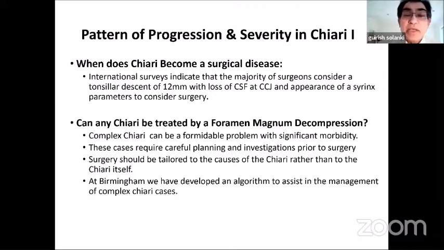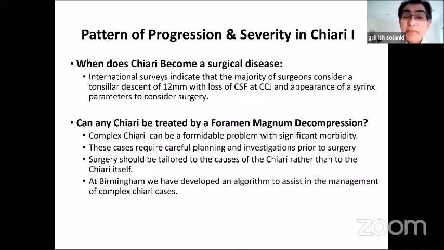And when does a Chiari become a surgical disease? I think there is some consensus to this, and the ISPN carried out an international survey that indicated the majority of surgeons consider tonsillar descent of 12 millimeters with loss of CSF at the craniocervical junction and appearance of a syrinx as parameters that would require surgery.